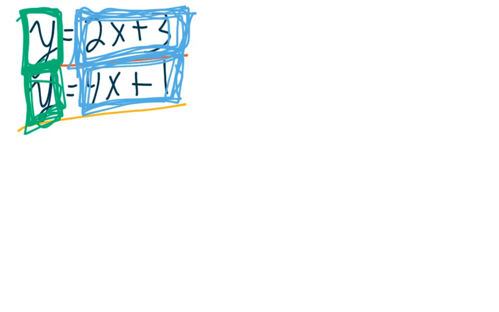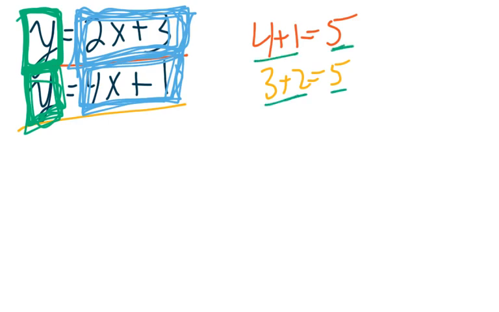It's the same idea as 4 plus 1 equals 5. Well, hey, 3 plus 2 also equals 5. Since 4 plus 1 equals 5 and 3 plus 2 equals 5, that means that 3 plus 2 has to equal 4 plus 1. They both equal the same thing.